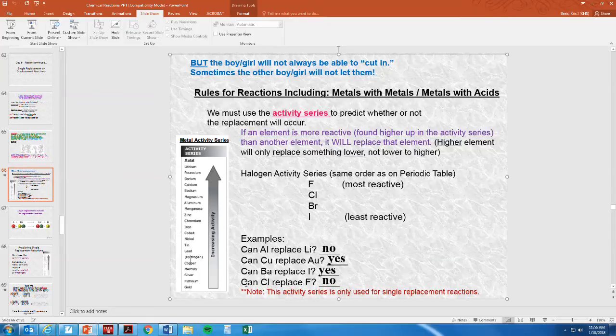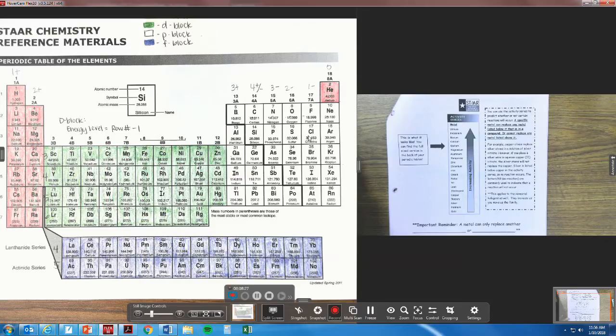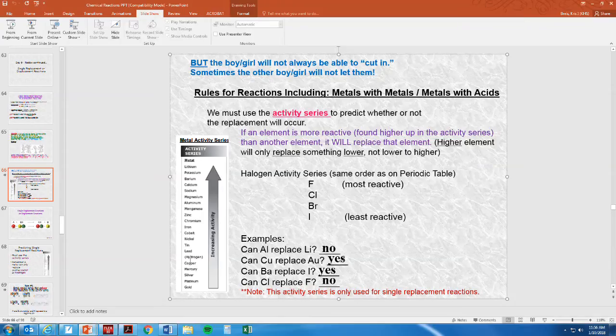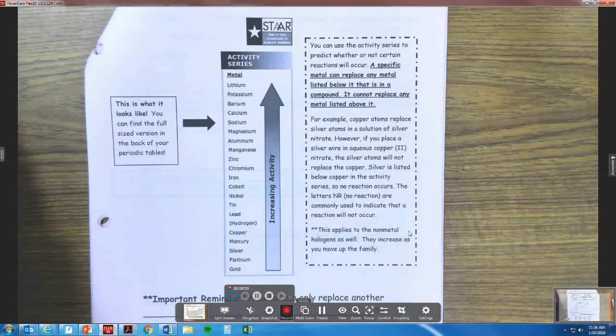Okay, and then lastly, can chlorine replace fluorine? Both of those are halogens. They are in our periodic table. So can chlorine replace fluorine? Is chlorine higher than fluorine? No, it's not. So it cannot replace fluorine. All right, so I believe that will conclude our notes for this slide right here. So let's go ahead and go back to our notes.